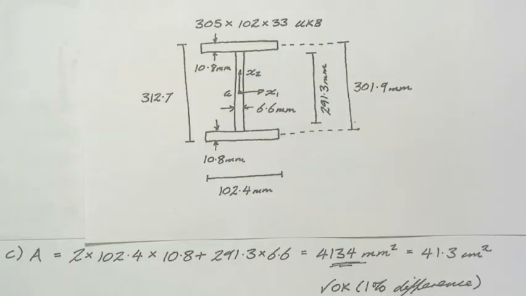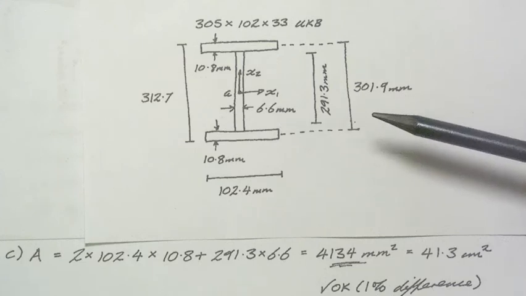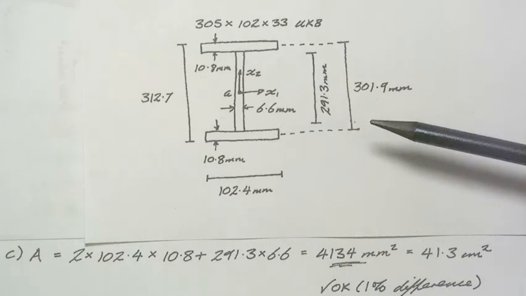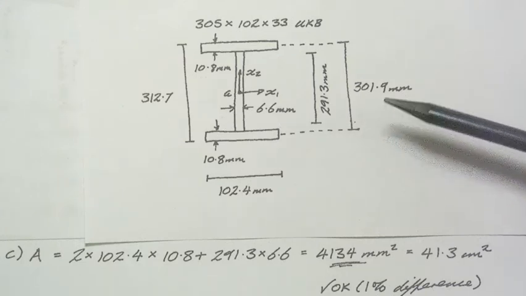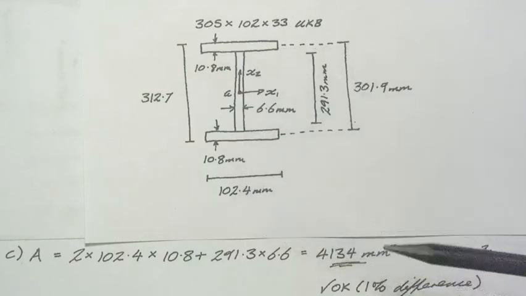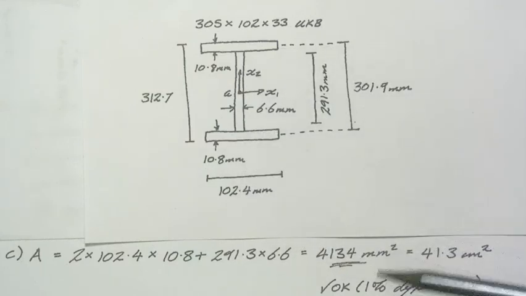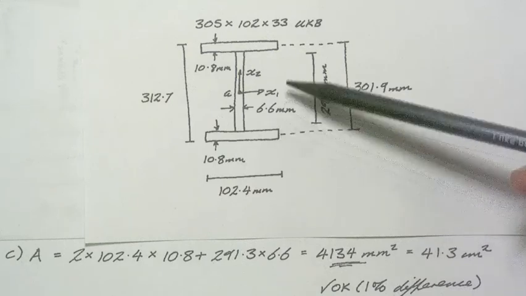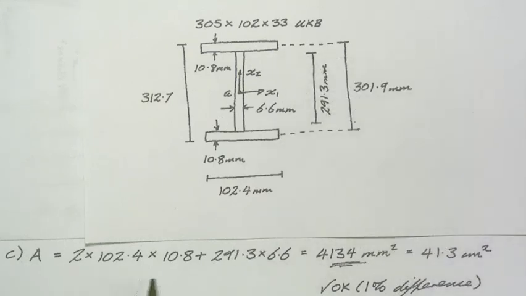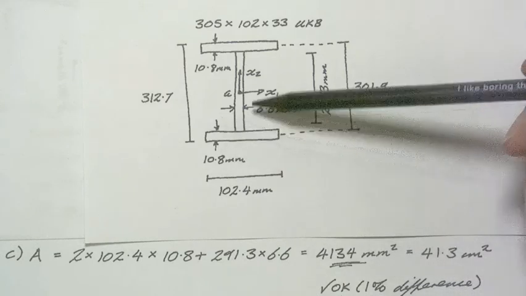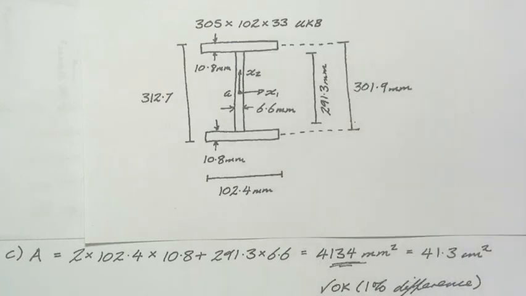So for the final part of the question, I'm obviously referring back to the diagram that I've already developed. So this is the simplified geometry of the cross-section. So for the area, it's simply a matter of having the two flanges, so that's these terms in here, plus the area of the web, so obviously that's the calculation going on here, and we end up with a value that's just 1% different compared to the value in the section tables.